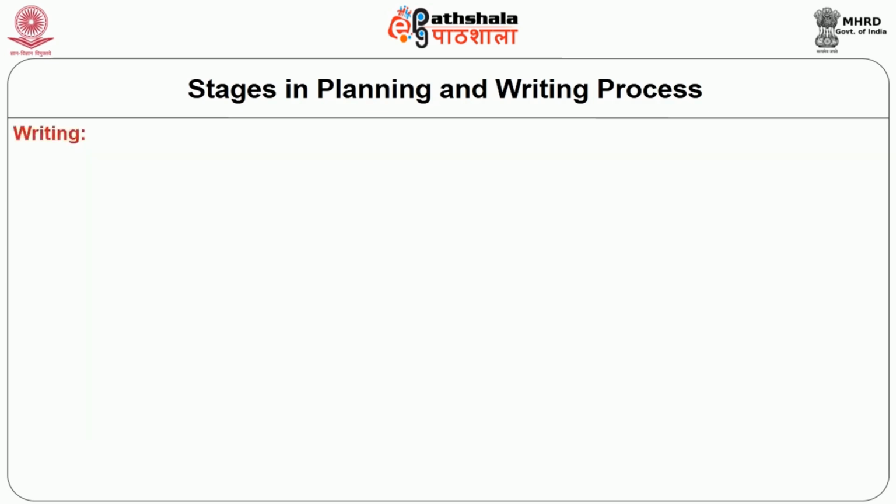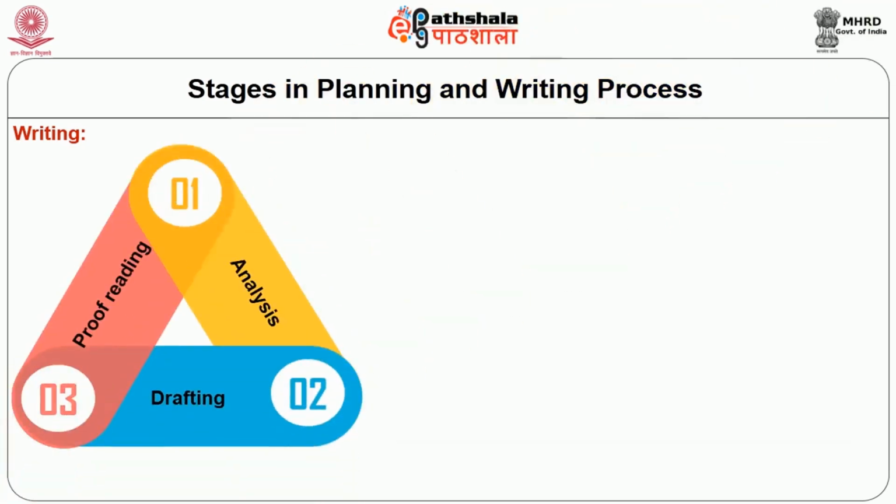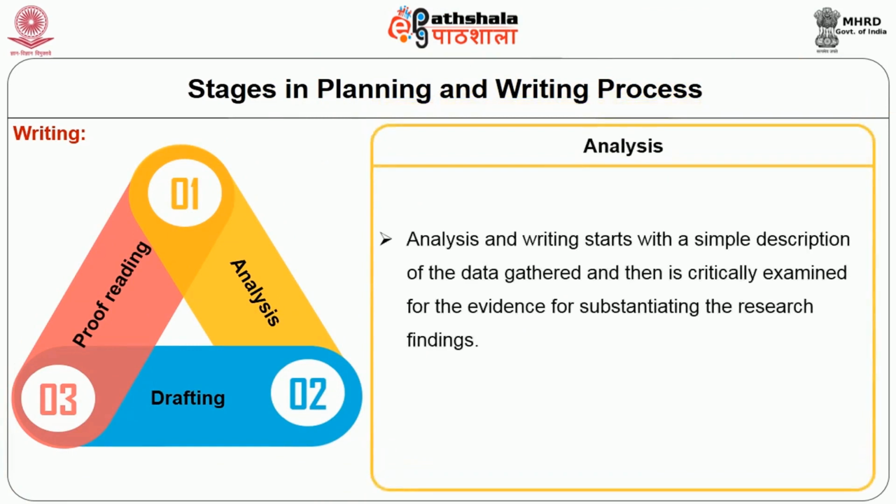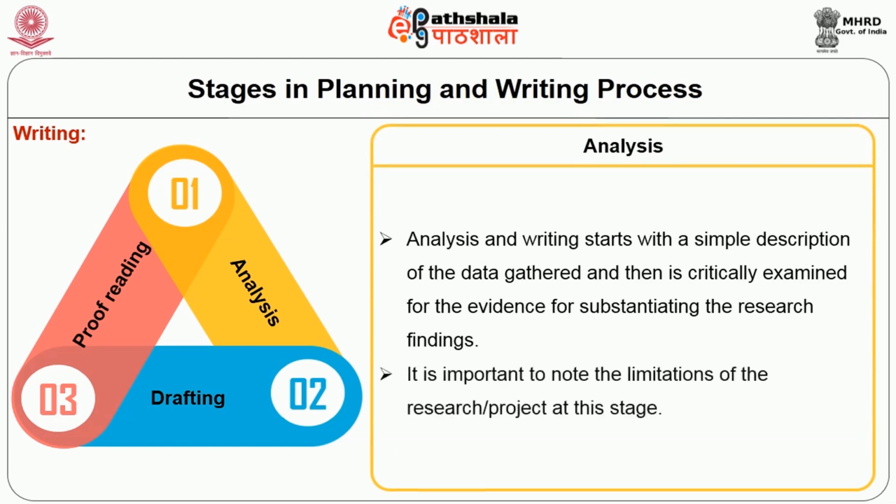The next is the writing phase, and this also entails 3 stages as mentioned before, including analysis, drafting and proofreading. Analysis and writing starts with a simple description of the data gathered, which is then critically examined for the evidence for substantiating the research findings. It is important to note the limitations of the research project at this stage.